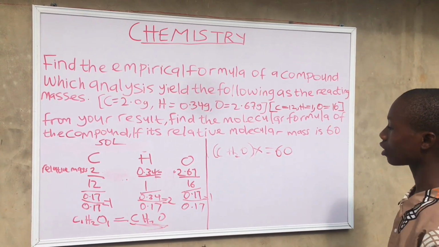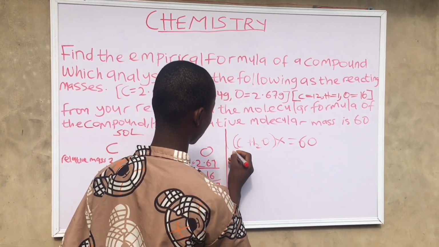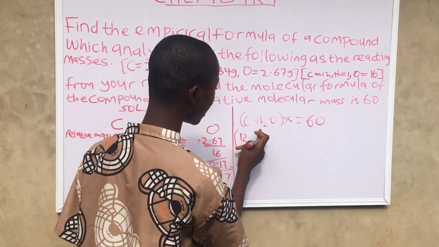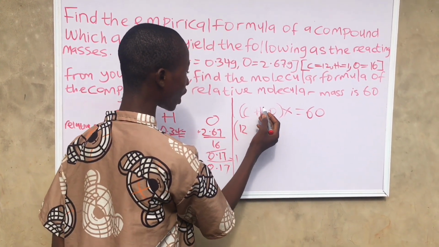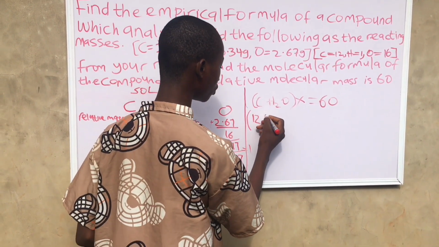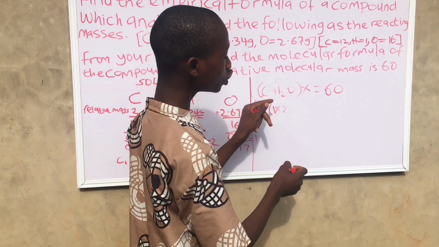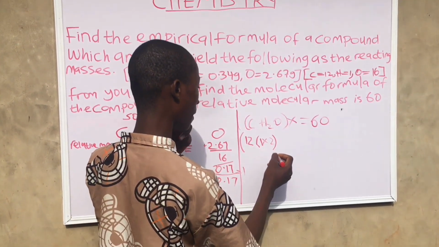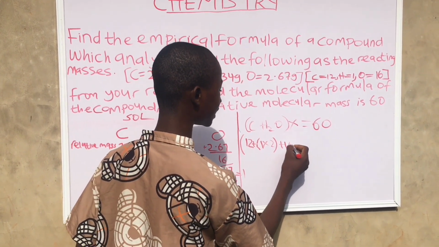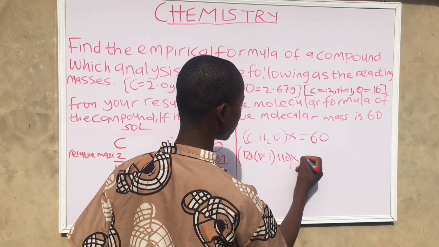What's our carbon? Our carbon is 12. In our bracket, our hydrogen is 1, but we are having 2 hydrogen here, so we are going to multiply 1 by 2. So let's open a small bracket: 1 times 2, because our hydrogen is 2. Plus our oxygen is 16. Times X equal to 60.